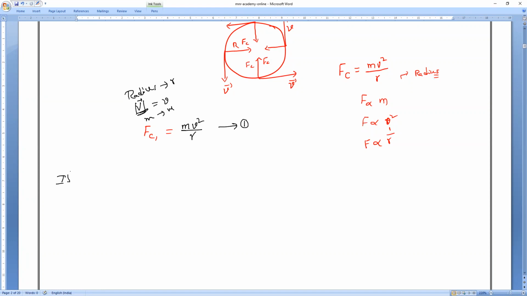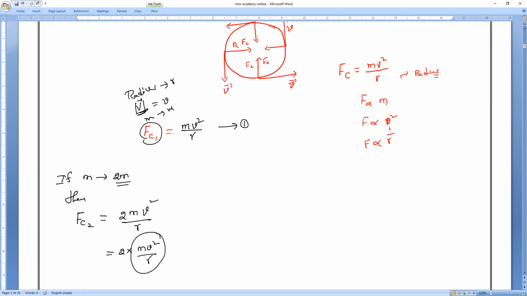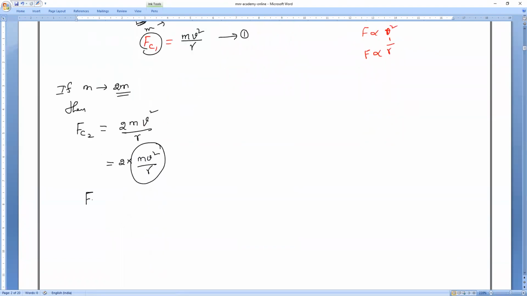Now, if M becomes double, 2M, then the new centripetal force FC2 equals, in place of M, 2M, while the magnitude of velocity is the same, v square divided by r. So I can write this as 2 into mv square by r, which is equal to 2 times FC1. So the new centripetal force is equal to 2 times the actual centripetal force. Am I right or wrong, everybody? Yes, sir.